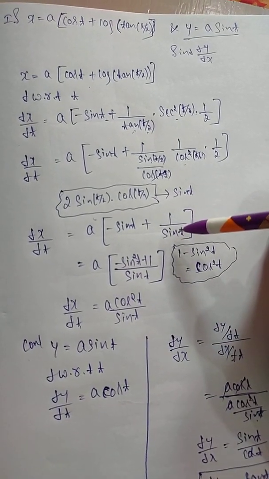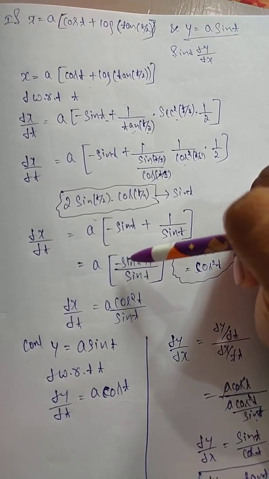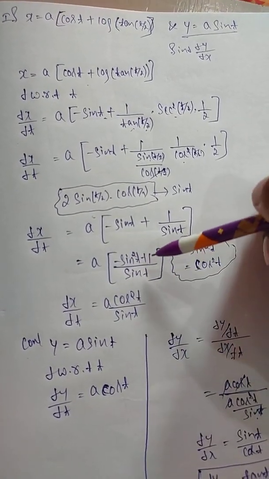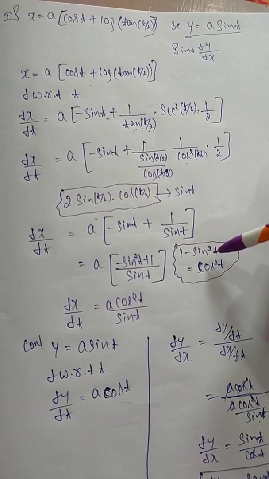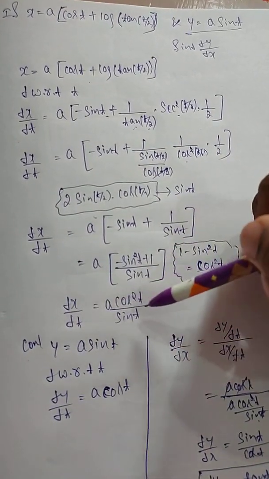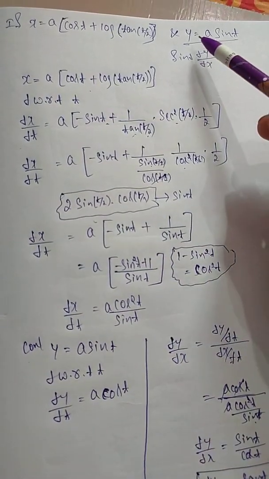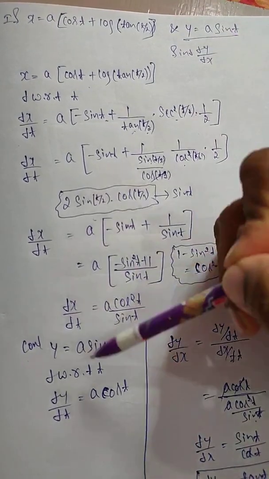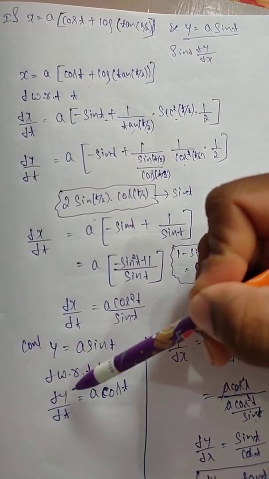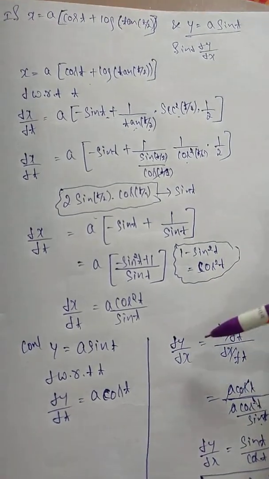Now take an LCM. It will become a into sin t as the LCM, minus sin square t plus 1. Again in the numerator we have 1 minus sin square t, which is cos square t. So dx by dt is equal to a cos square t by sin t. Now y is equal to a sin t. Differentiate with respect to t. So dy by dt is equal to a, a being a constant, into the differentiation of sin t, which is cos t.